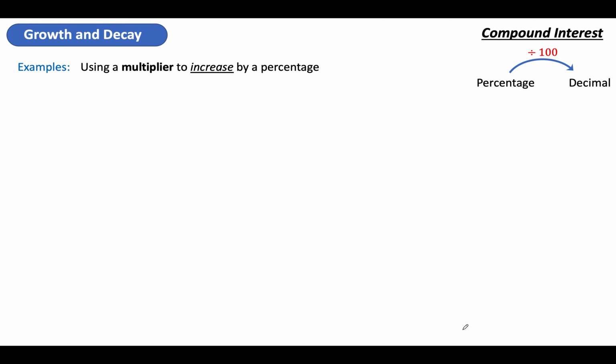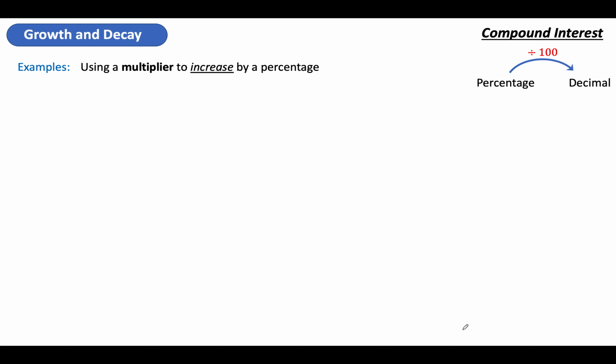There are the questions for you to do, 5 questions. But I don't want you to actually increase something this time. What I want you to do is write down the multiplier that would increase it, because that's the skill I want you to do. So what I mean by that is, for example, at the top here, increase by 32%.